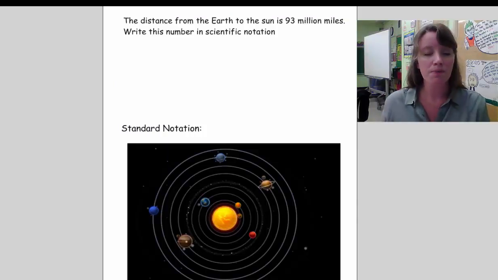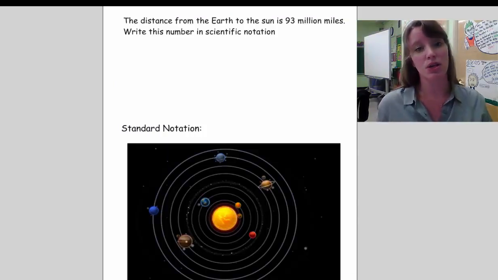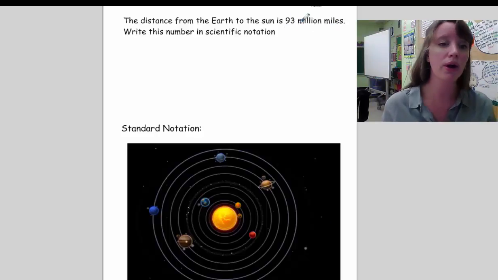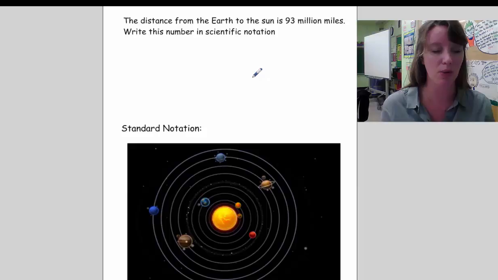Okay? So what you're going to be asked to do is take a number that's either written in standard form or written out verbally, not in mathematical notation. You're going to have to be able to go from standard to scientific notation and back the other way. Okay.